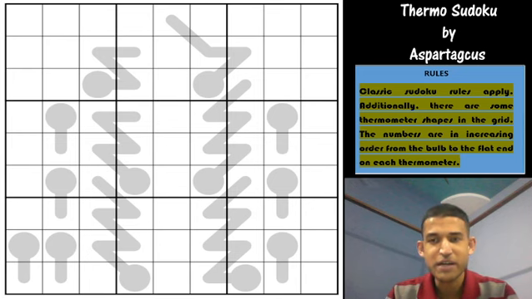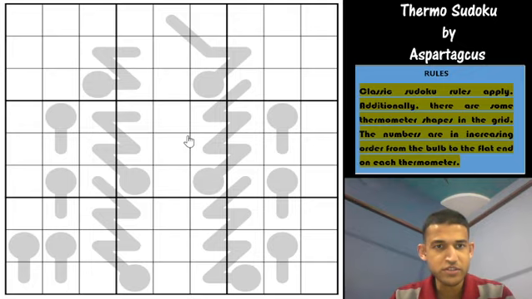And this Sudoku is titled Pagoda for some reason. Thought it was worth mentioning. So I'll read out the rules.